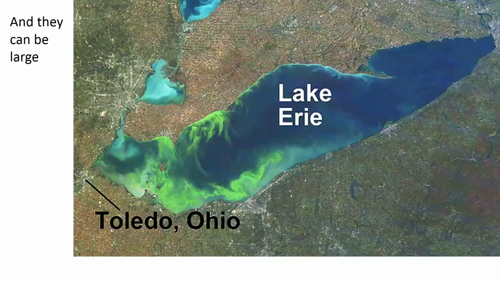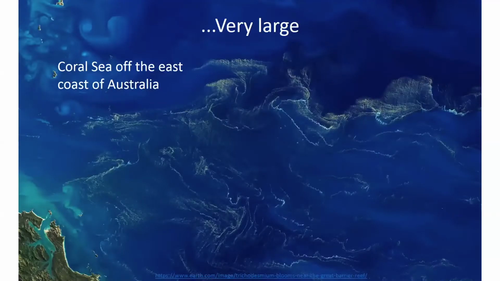And they can be large. So I showed an aerial image earlier of Lake Erie, and here's a second. And here's right around Toledo, Ohio, in the Toledo, Ohio watershed. They've had many, many problems with these blooms, even affecting the drinking water of the residents of Toledo, leading to a drinking water ban a few years ago. So they can be large, and they can be very large.